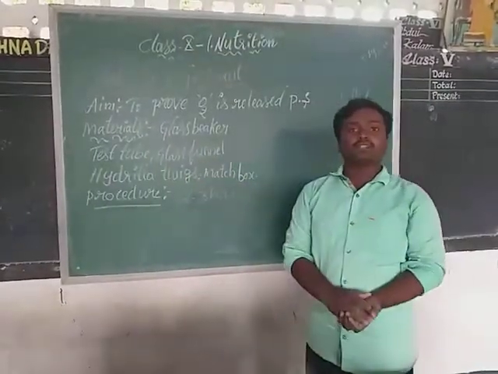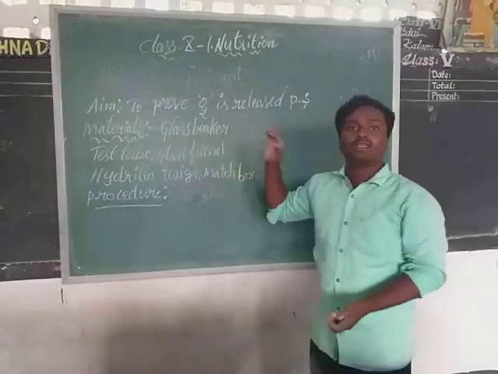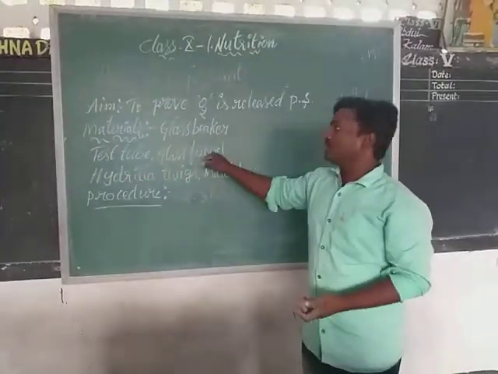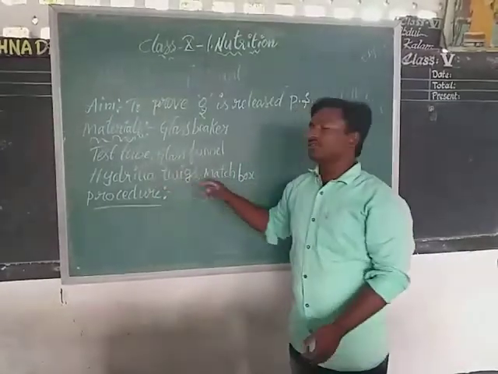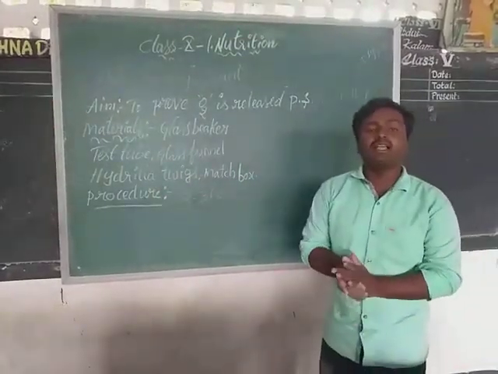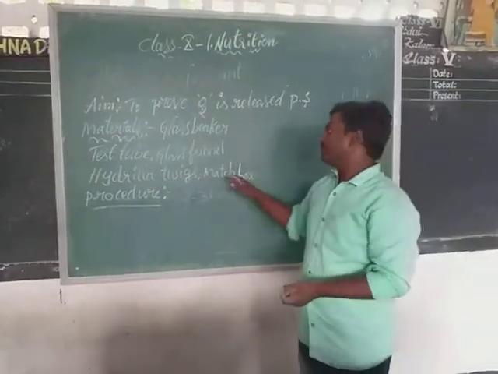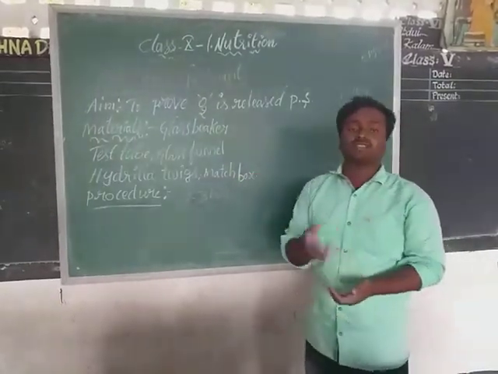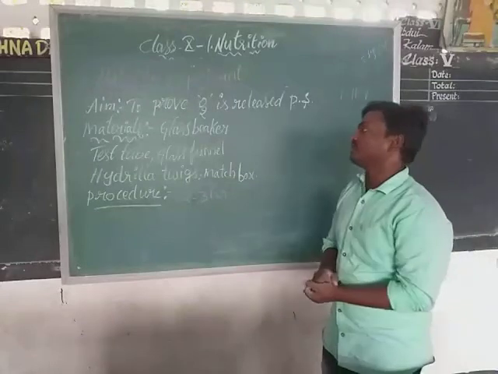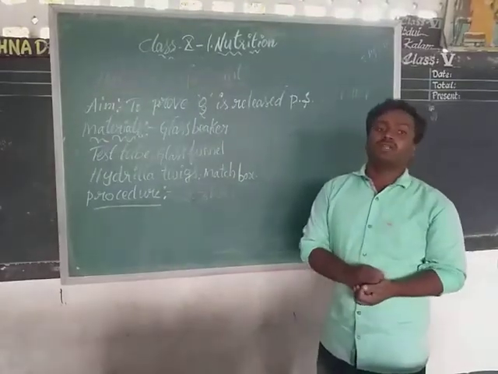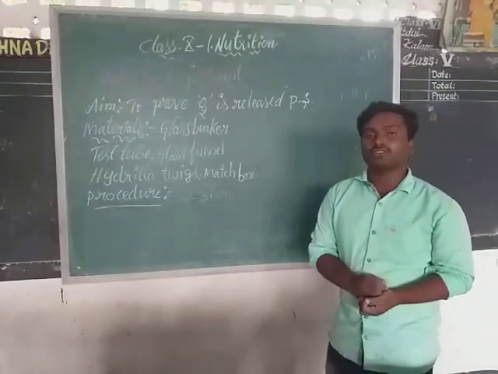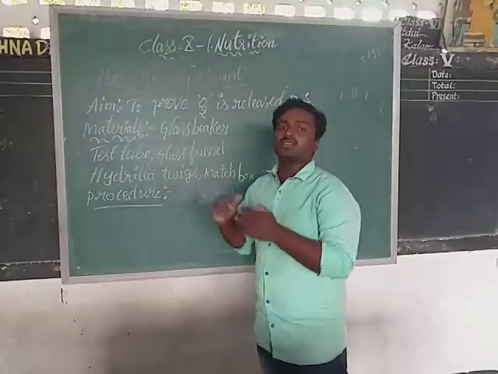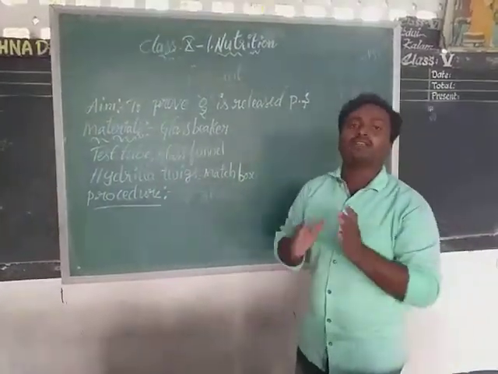Materials required for this process: one large glass beaker is needed. Next, test tube, glass funnel, hydrilla twigs. Hydrilla is an aquatic plant. Next, matchbox. Matchsticks are useful for identifying whether oxygen is produced in the process of photosynthesis or not.